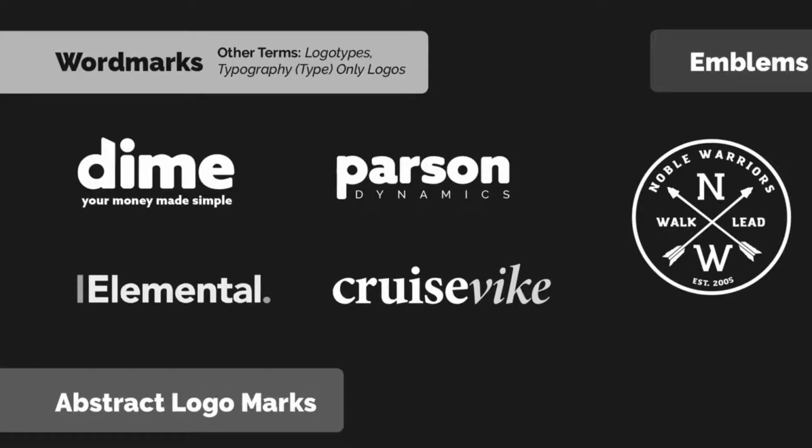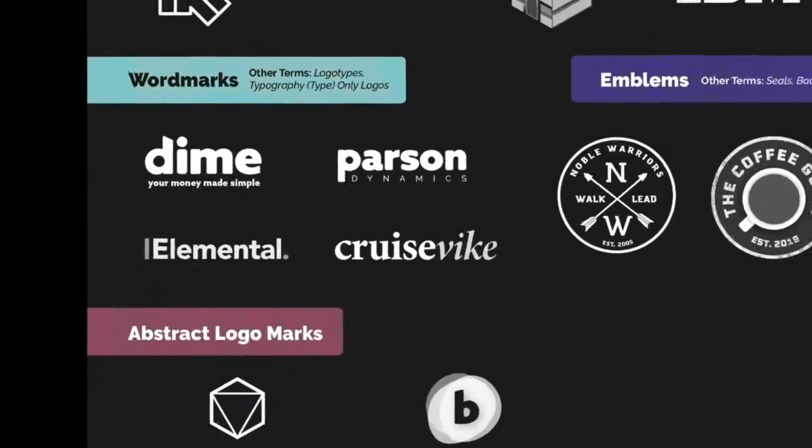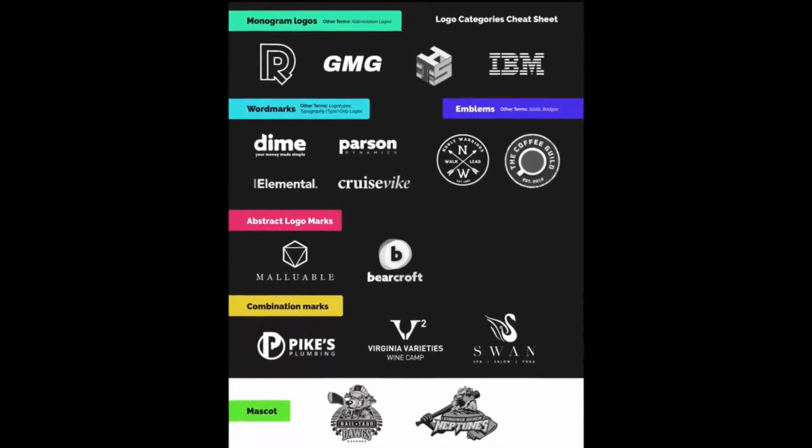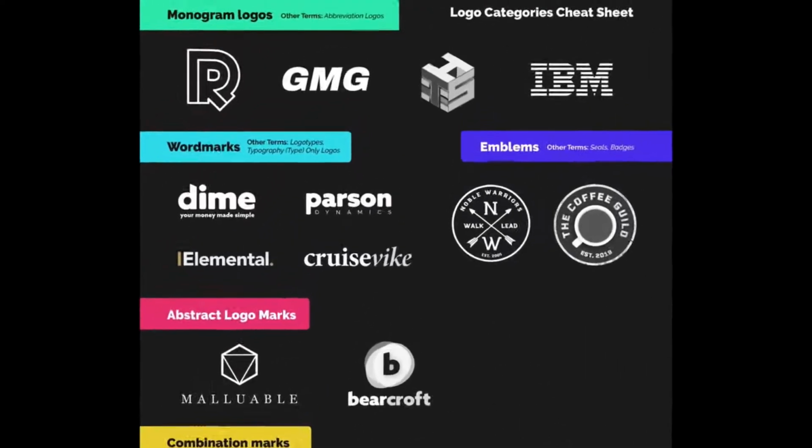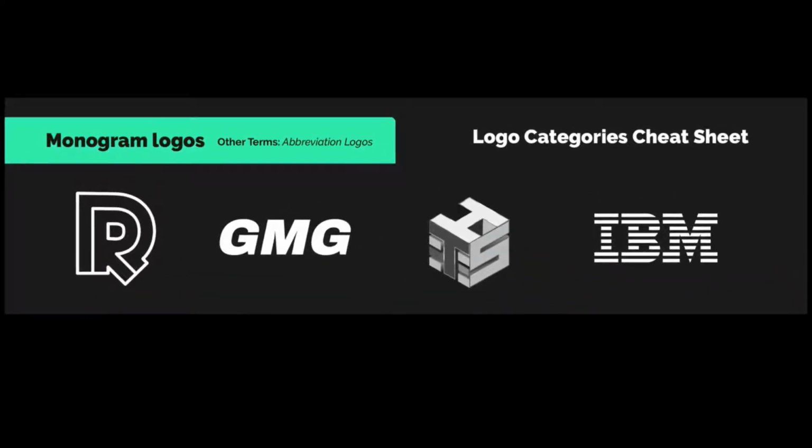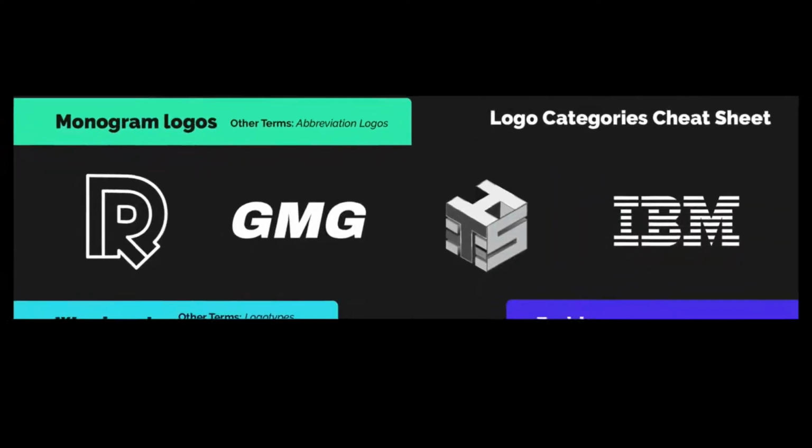There are different terms you may have heard related to different types of logo design. I'm going to go over a few so you can get a good visual description of a few of the main ones. Monogram logos, or you might have heard the term abbreviation logos, consist of the initials of a company. For example, International Business Machines, or IBM as you know it. They use a monogram of the company for its main symbol or mark.